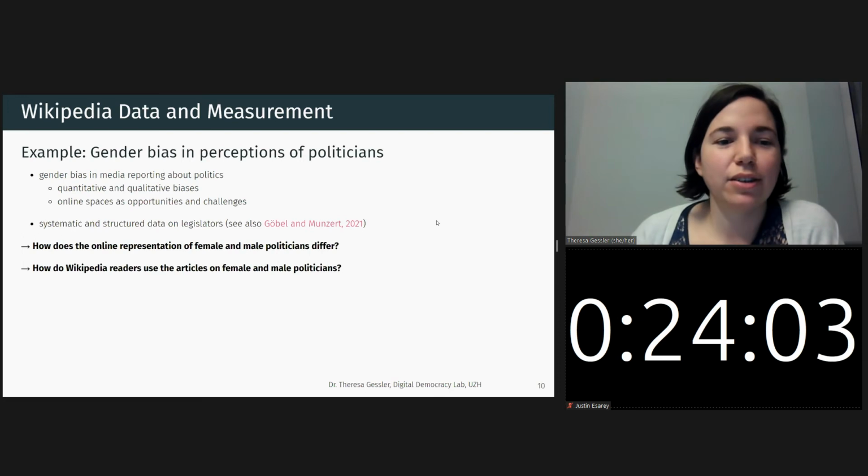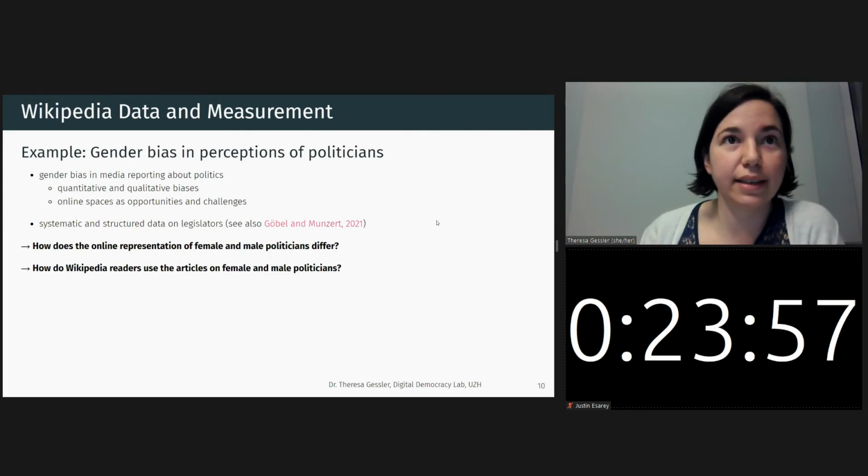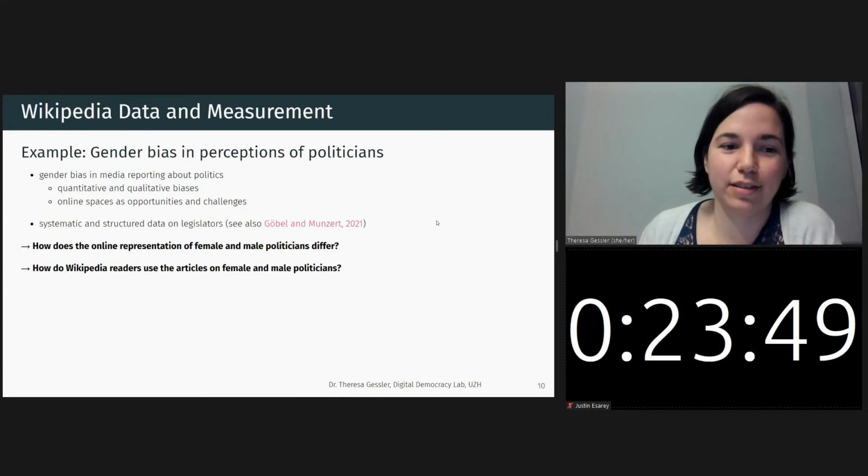So what I'm trying to address is how does the online representation of female and male politicians differ? So how do their articles differ? But also how do Wikipedia readers use the articles on female and male politicians, and how do they differ in this use?